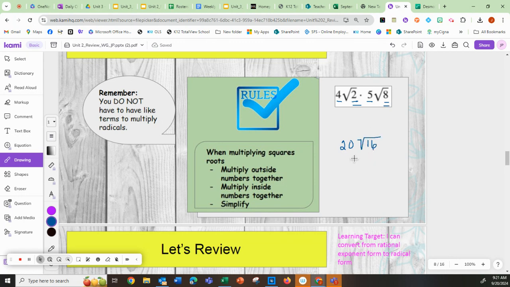And then you're going to simplify your radical. So this is the understood square root of 16, meaning what times itself 2 times is 16. That would be 4. There's an understood multiplication going on between those two, and the final answer would be 80.